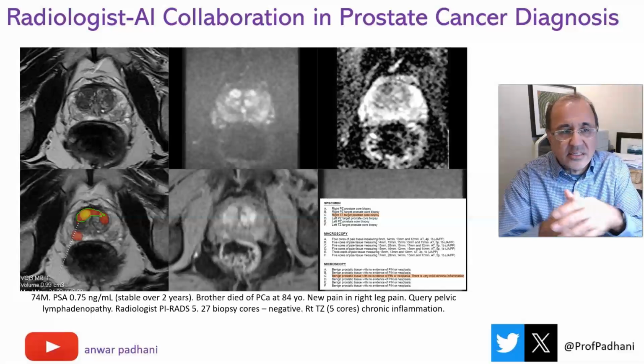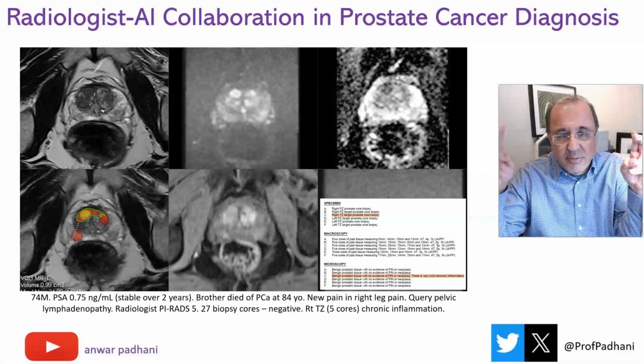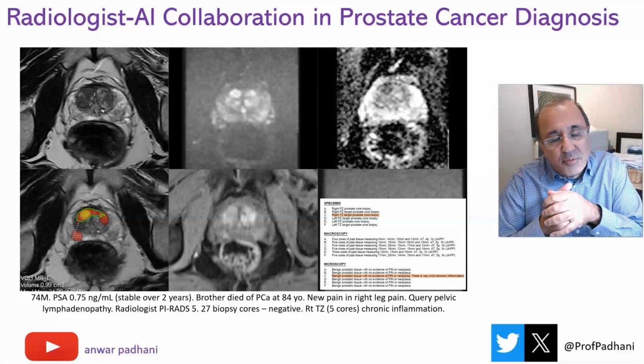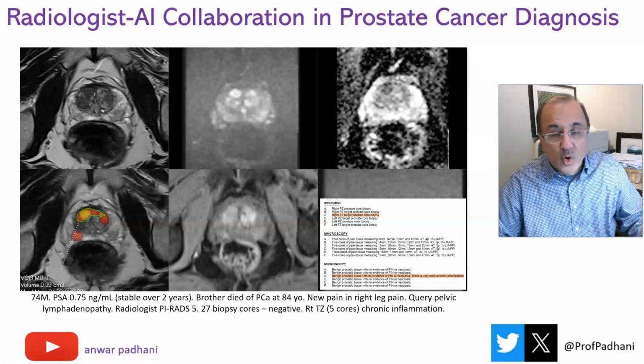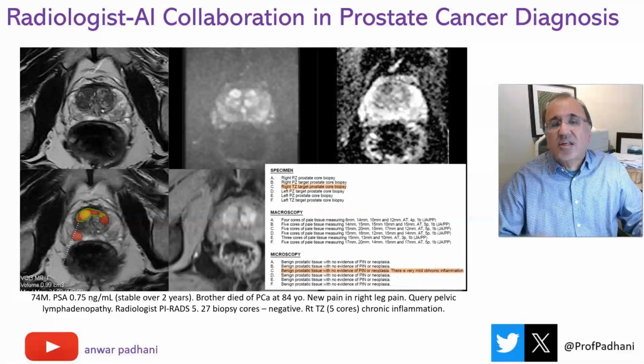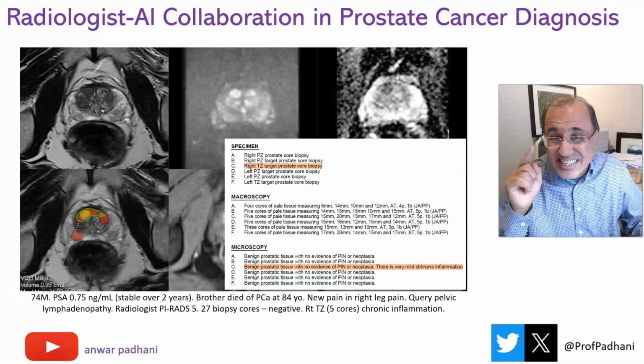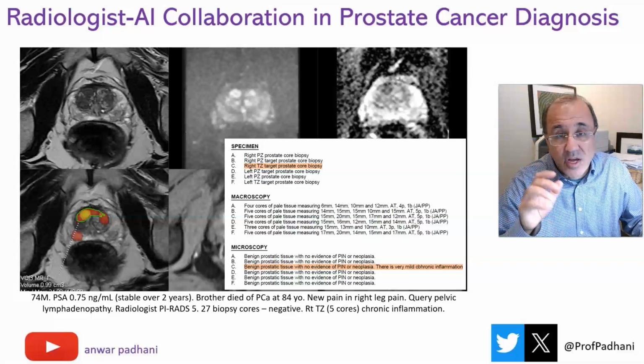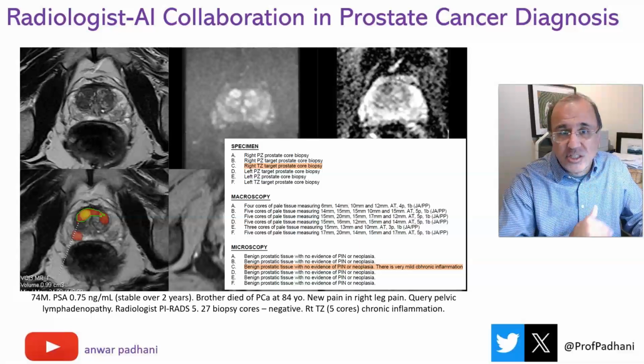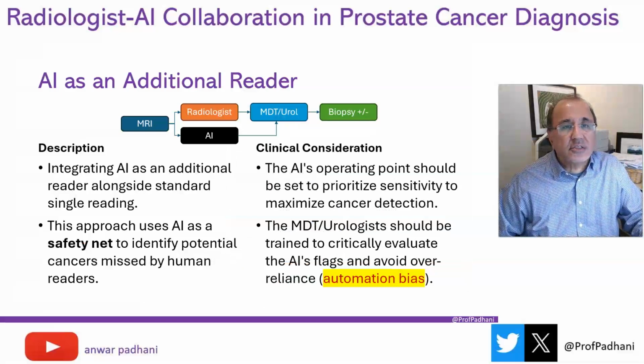The AI highlights a number of abnormalities, you can see there, in the peripheral zone and in the transition zone, and this was then called positive. The consequence of calling this positive was 27 biopsy cores, all of which were negative. A nice example of automation bias affecting the radiologist in this particular instance.